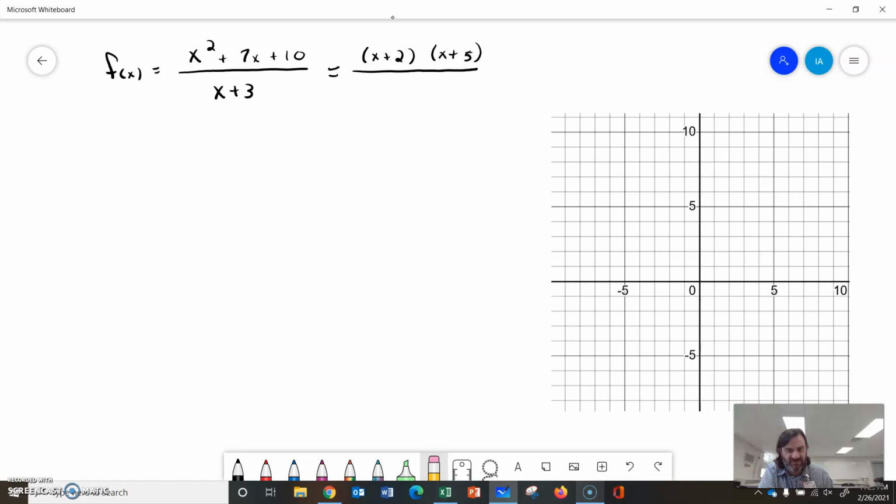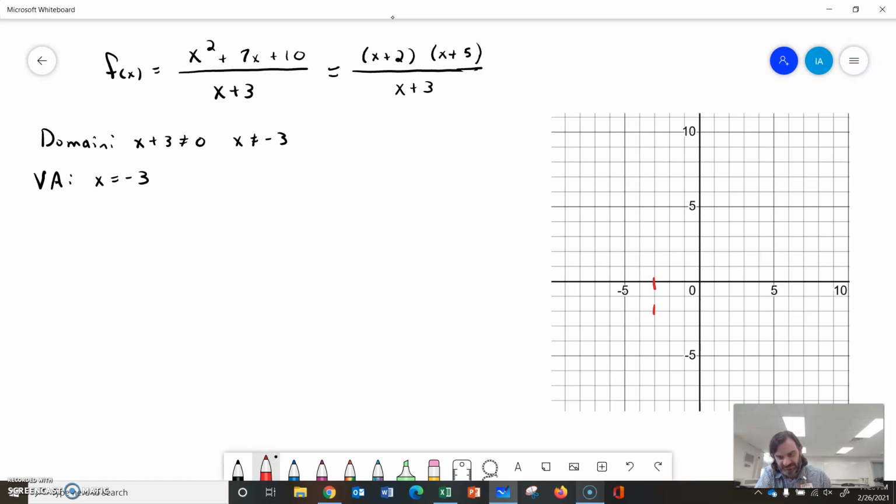Let me make that 5 a little bit better. Okay, and the denominator will just be x plus 3. It doesn't factor. So let's go ahead and see, we want the domain. So x plus 3 cannot be 0, so that means we cannot use -3 in our function, and nothing cancels, so the vertical asymptote will be at x equals -3.